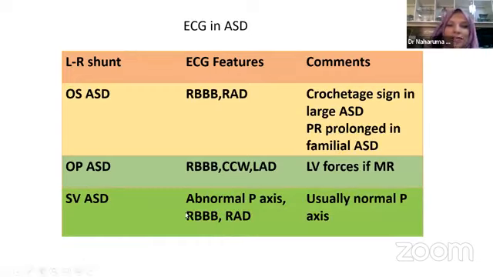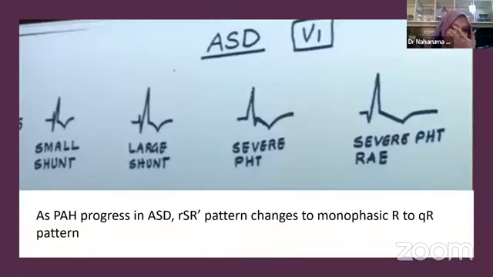In sinus venosus ASD, usually we get an abnormal P axis, but sometimes a normal axis can also be present, along with this RBBB and right axis deviation. I told you that this RBBB can tell us the magnitude and severity of the shunt. This is a small shunt, but now the terminal force is tall. So this is a large shunt.